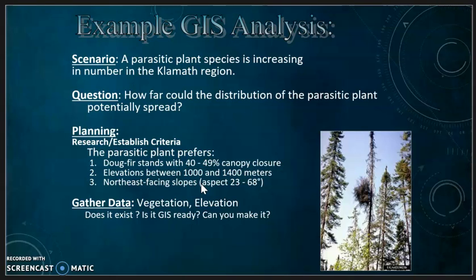Okay, and so when I start thinking about what kind of data I need to gather, I probably need a vegetation layer to look for those Douglas fir stands. I'll need an elevation layer, so I can look for elevations between 1,000 and 1,400 meters. And I'm going to need an aspect layer so I can look for my northeast facing slopes. So all those slopes will have an aspect of 23 to 68 degrees.